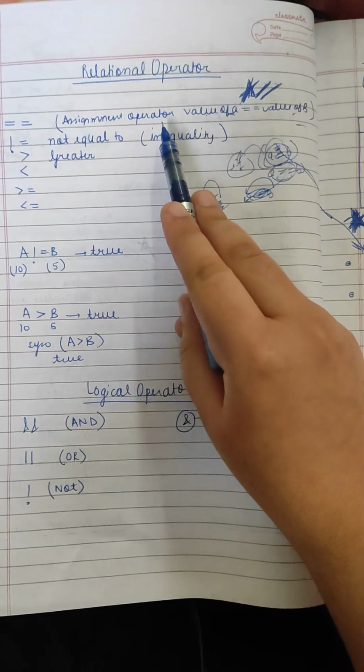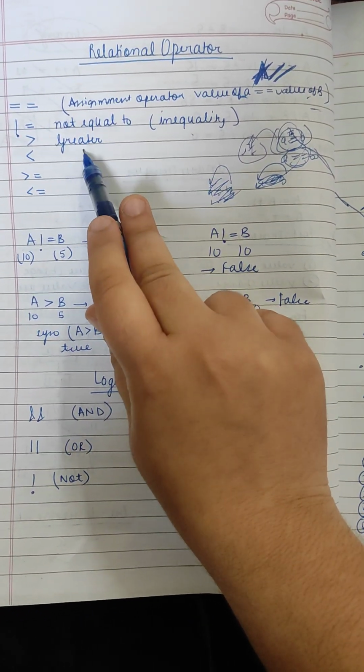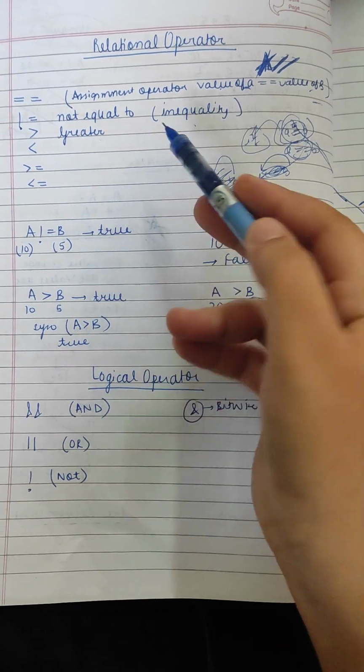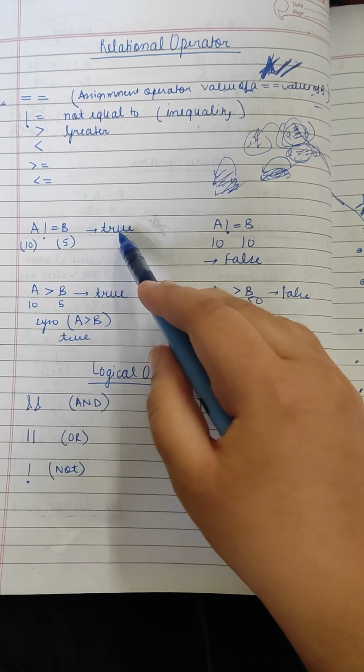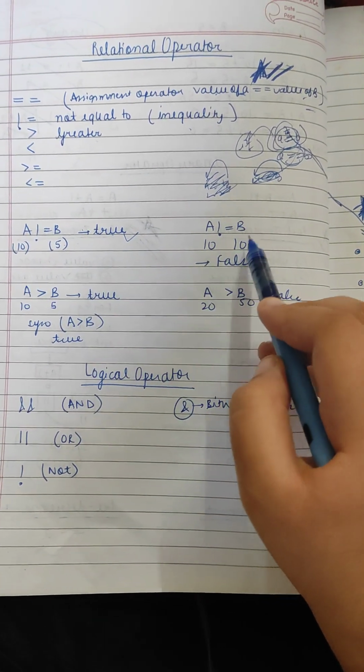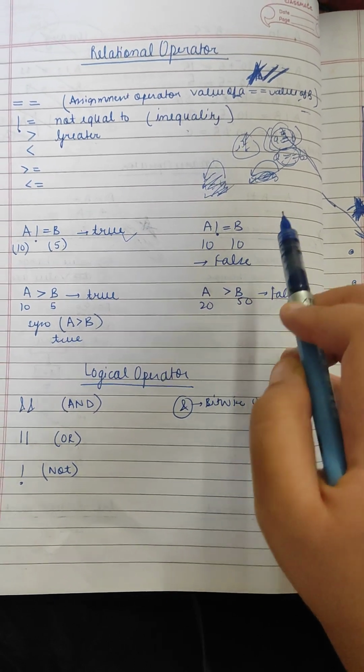Now if we move towards the equality operator: this is not equal, meaning a is not equal to b, this is greater, this is less, greater than or equal to. These are the basic things. Like if 10 is not equal to 5, that is fine, but 10 is equal to 5 is false, because that is not the non-equal sign. So this is also a basic thing.